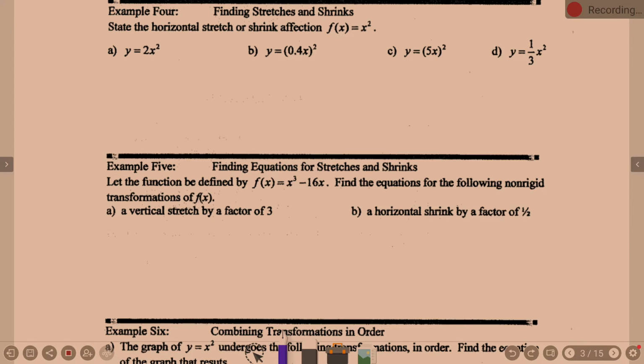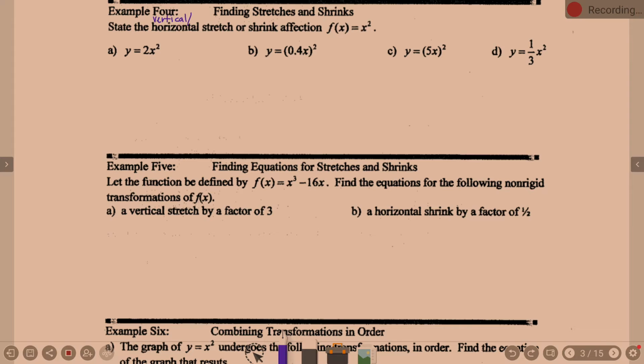Now, it does say state the horizontal, but we're actually going to talk about vertical and horizontal. So, state the vertical and or horizontal stretch or shrink of the given function. Now, the original function, or the parent function, that's the word I should use there, is f of x equals x squared. So, thoughts on A. If my parent function is x squared, and then A is y equals 2x squared.